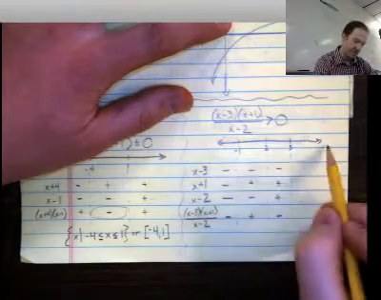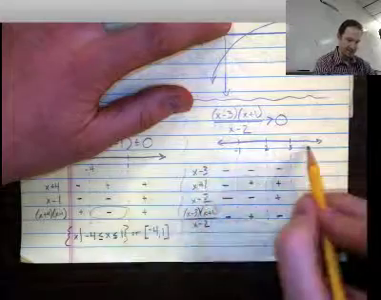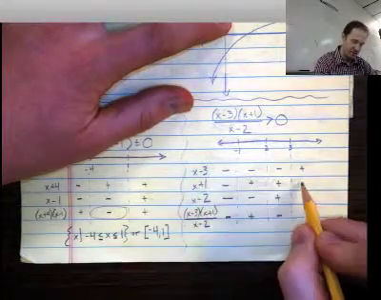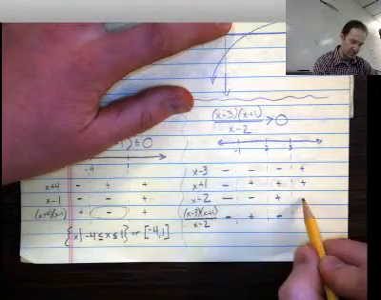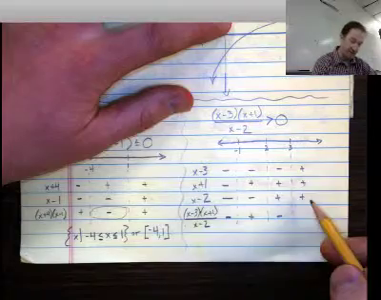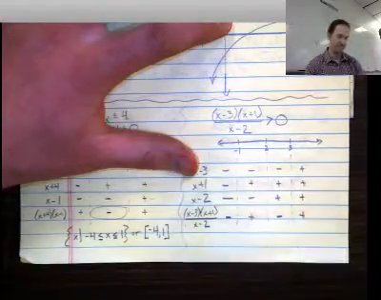Now pick a number to the right of 3. Say 14. 14 minus 3 is positive. 14 plus 1 is positive. 14 minus 2 is positive. A positive times a positive divided by a positive is positive.